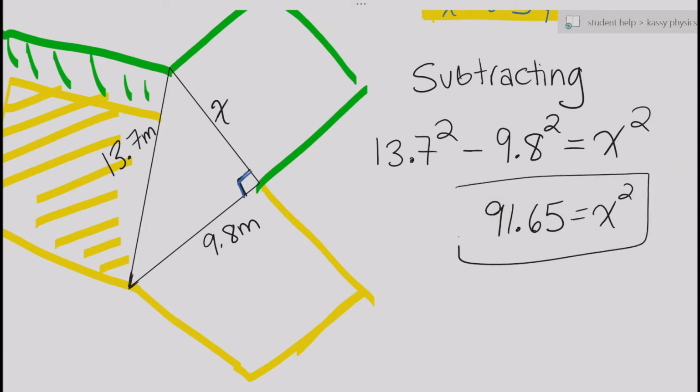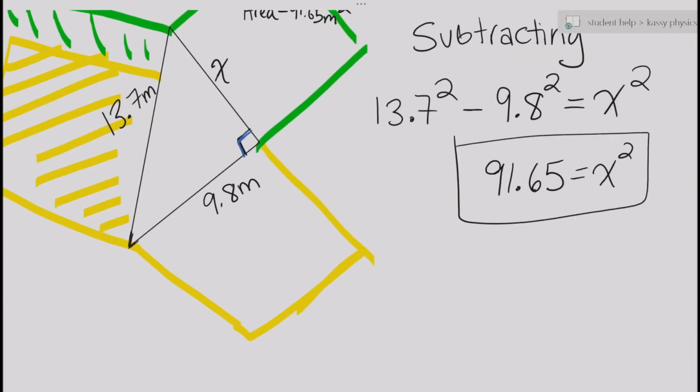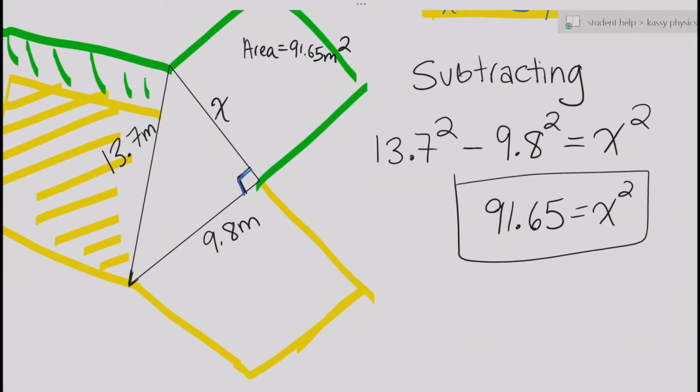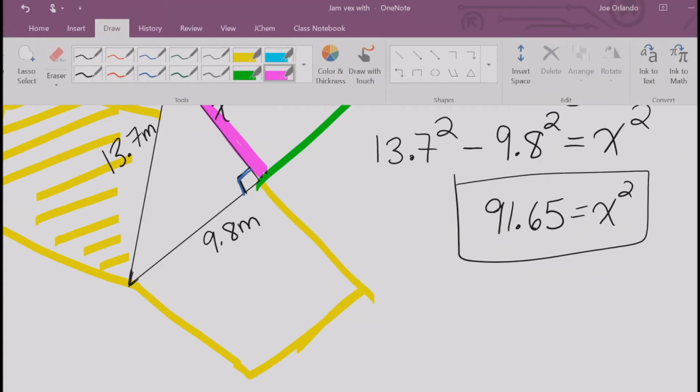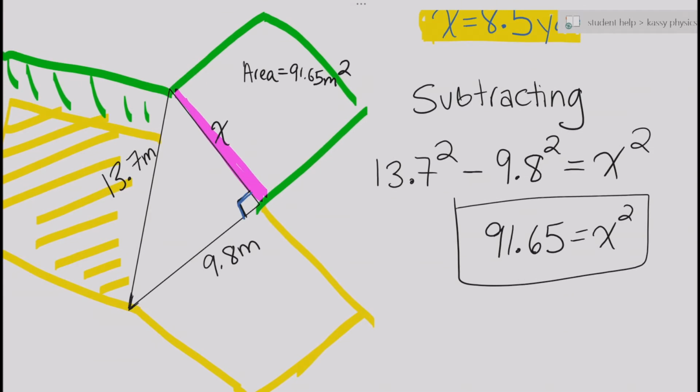Now again, that's not the answer to the question. What that tells me is that this square has an area of 91.65 meters squared. But I want to know just how long the side x is. I don't want to know how big this square is. I want to know the side x. So I have to unsquare this thing. And of course, the mathematical way we unsquare something is to take the square root.